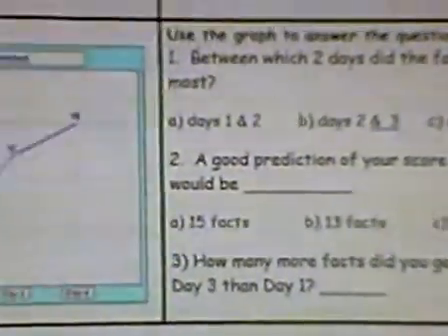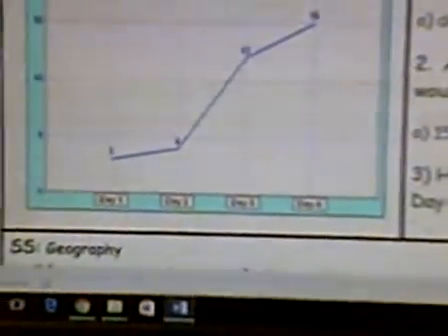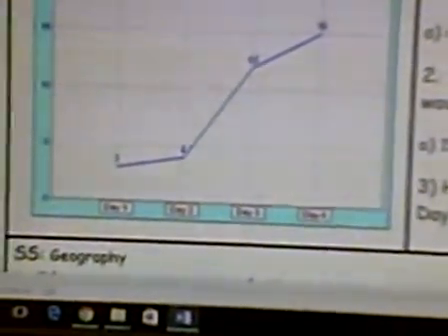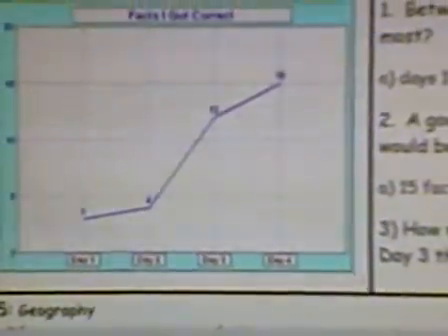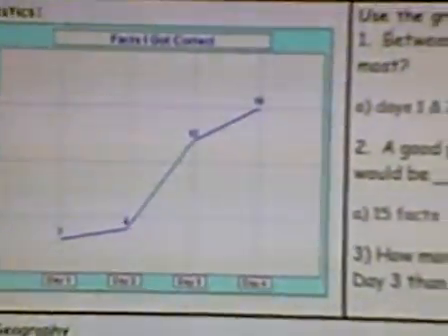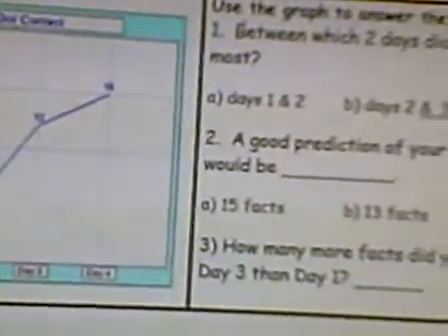Number 3, how many more facts did you get correct on day 3 than day 1? So this is asking me to find the difference between these numbers. So I need to take day 3, which is 12, and day 1, which was 3, and subtract those. 12 minus 3 is 9.